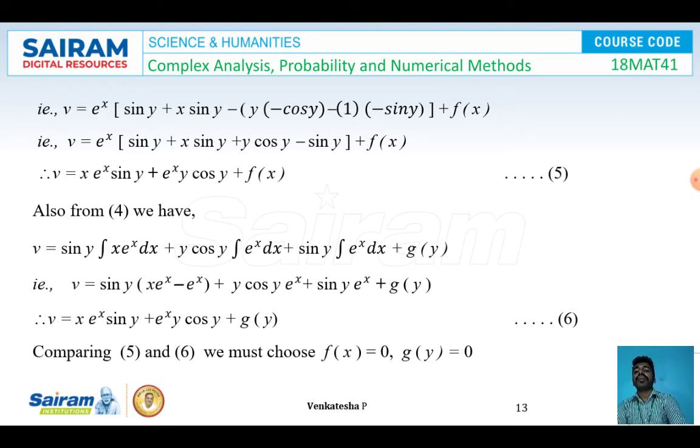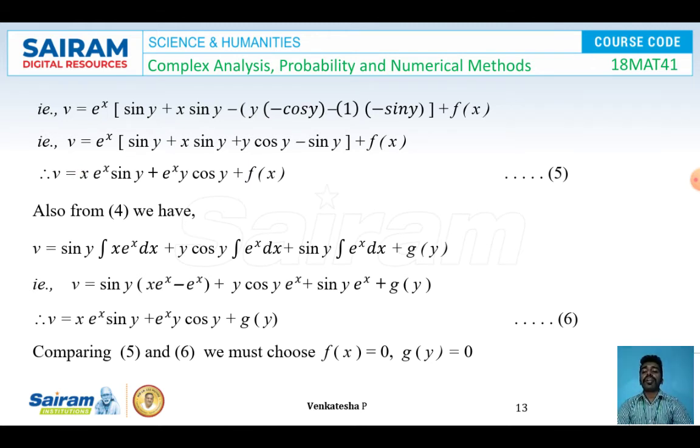So it will be v is equal to e power x sin y plus x sin y plus y cos y minus sin y plus f of x. So sin y gets cancelled. I got v is equal to x e power x sin y plus e power x y cos y plus f of x. Call this one as equation number 5.